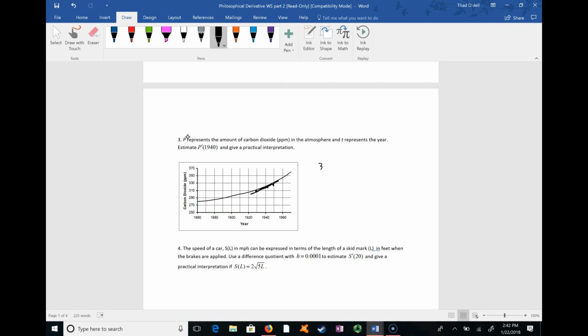So that would be 330 minus 310, and it would be 1950 minus 1930, which gives us 20 out of 20, which is 1. So that's a slope of 1. That means every year the pollution goes up and the carbon dioxide units go up 1 part per million.